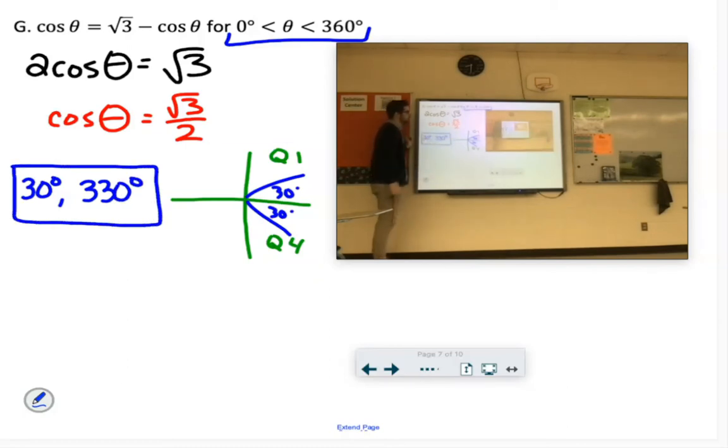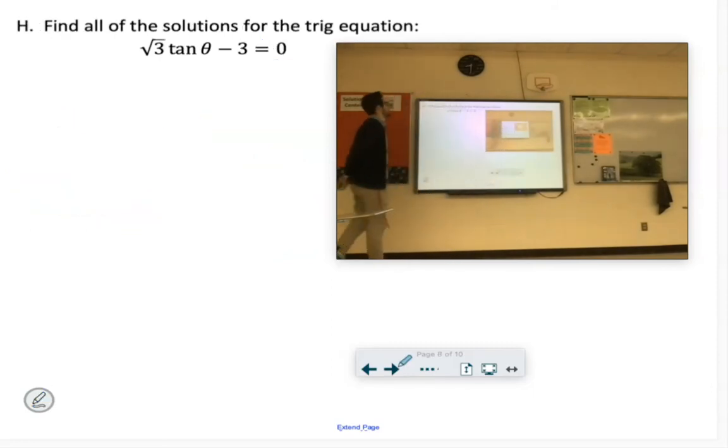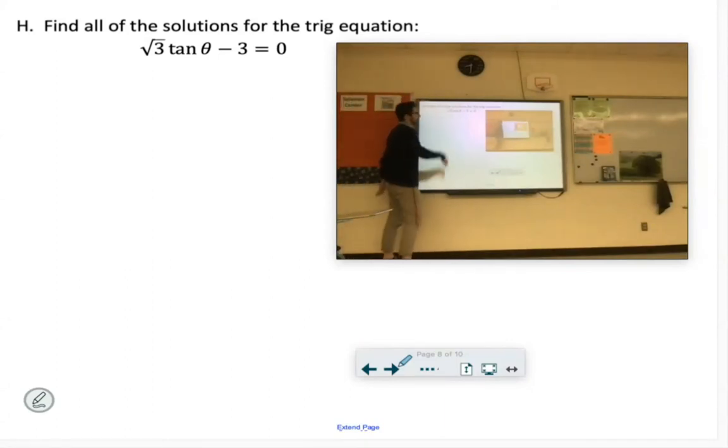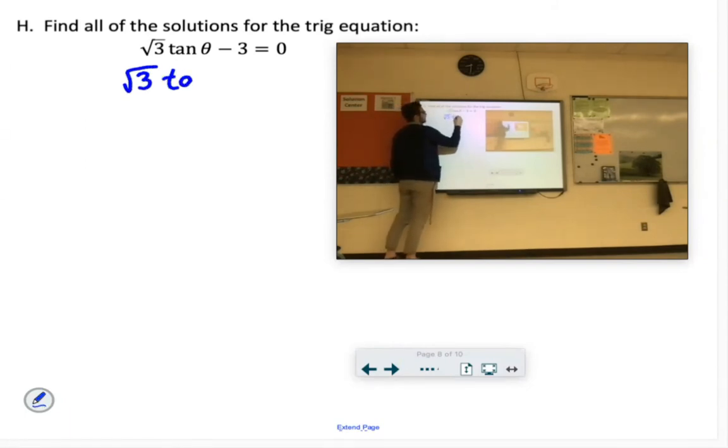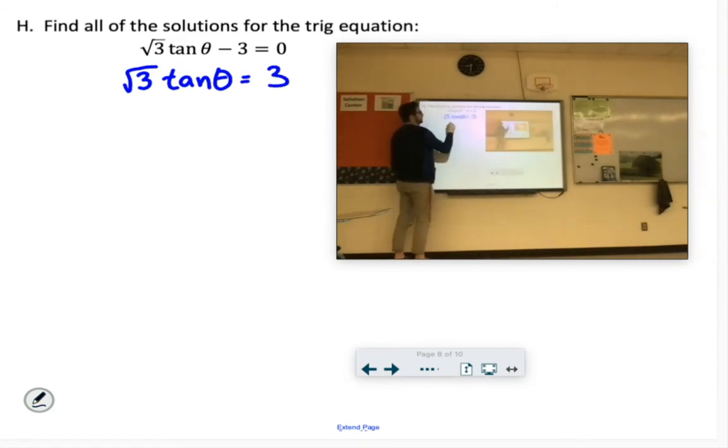That was a doozy. Oh gosh. Root 3 tan theta minus 3 equals 0. Let's add the 3 to the other side, which would give us root 3 times tangent of theta equals positive 3. We're going to have to divide by that root 3. So tangent of theta equals 3 over root 3.